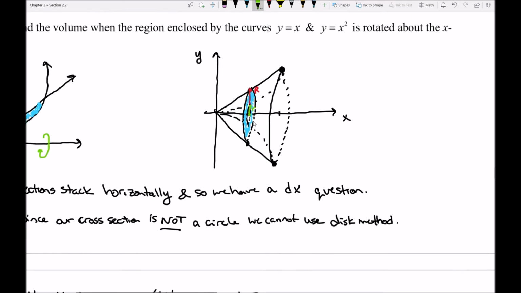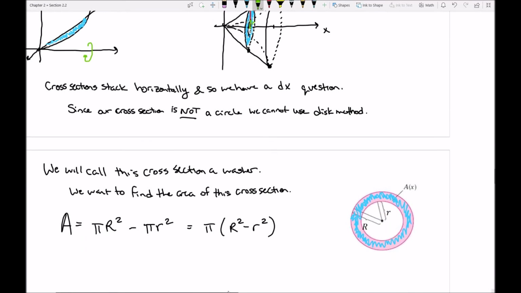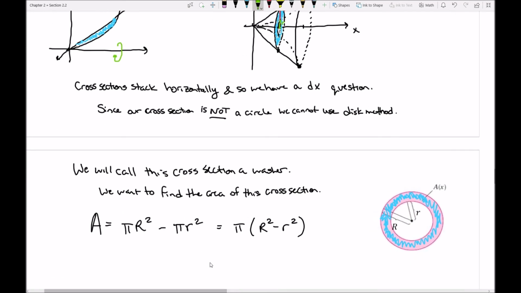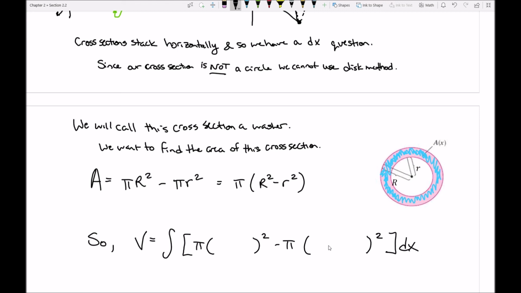So let's think about how we would actually do this. Let me just slide this back over. Okay, so if I was then to try to set up the volume, I could see that my volume here is going to exist as, let's see, pi big radius squared minus pi little radius squared dx, because I'm stacking horizontally, and my bounds will just state where these cross sections exist.